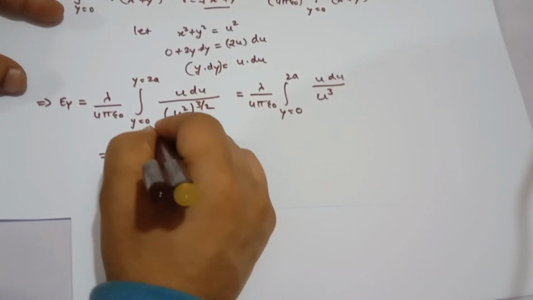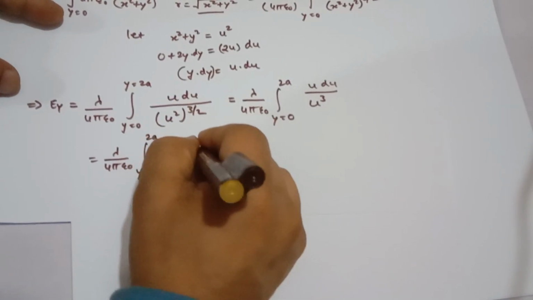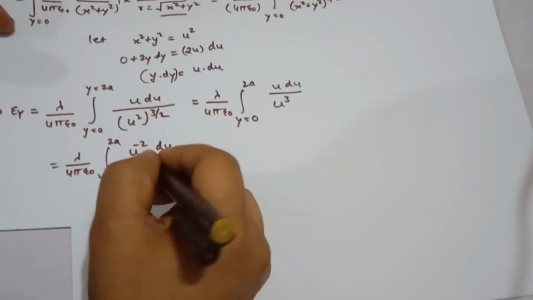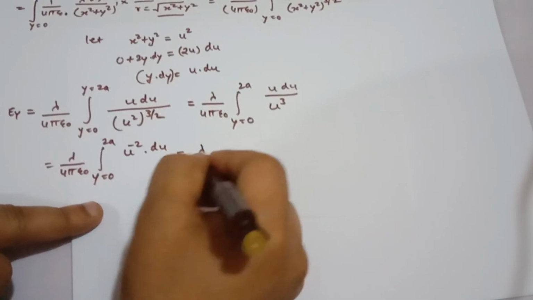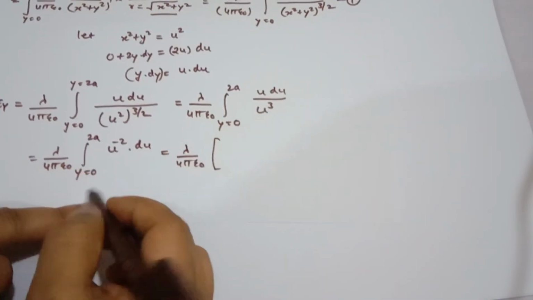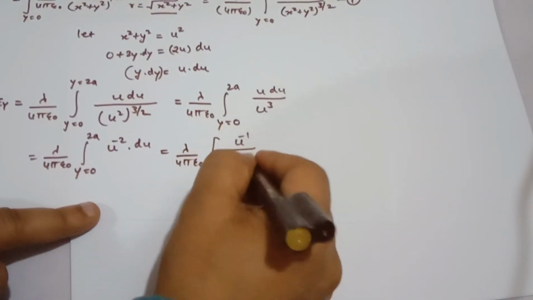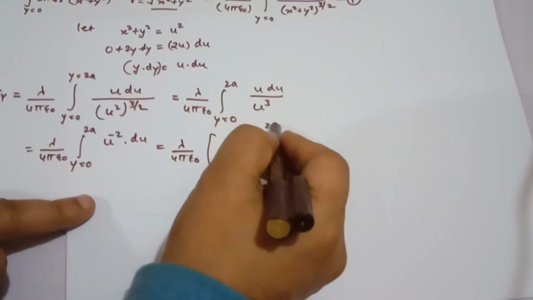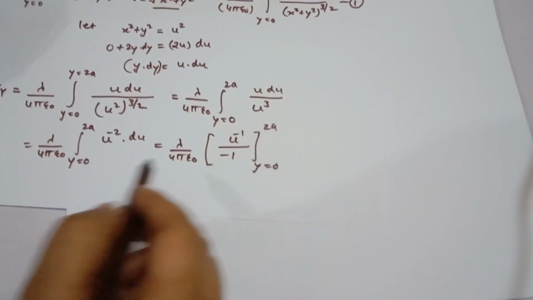y is equal to 0 to 2a, and that is u power minus 2 du, because one of u is cancelled out, and then you have to integrate that one. So just add one to the power here, so that should be lambda divided by 4 pi epsilon naught. So I'm now integrating it, so that should give me u power minus 1 divided by minus 1, and that's for y is equal to 0 to 2a. Okay, you need to remember that the limit is for y and not for u.